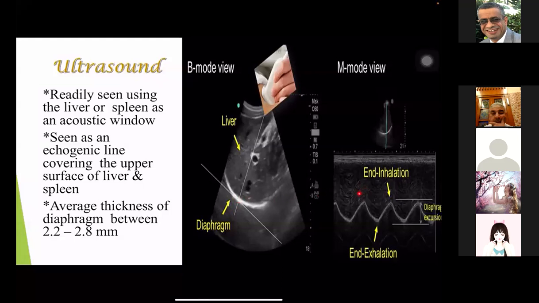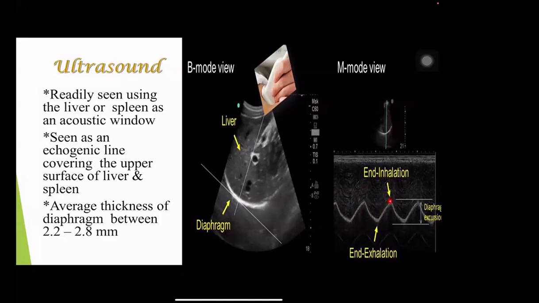M mode is used to see the function of the diaphragm. As we see here, this wave shows the inhalation and exhalation. This is in exhalation and this is in inhalation. In normal patients, we see this diagram, while in a patient with phrenic nerve palsy, this will be lost. So we use M mode to help us in patients with phrenic nerve palsy.